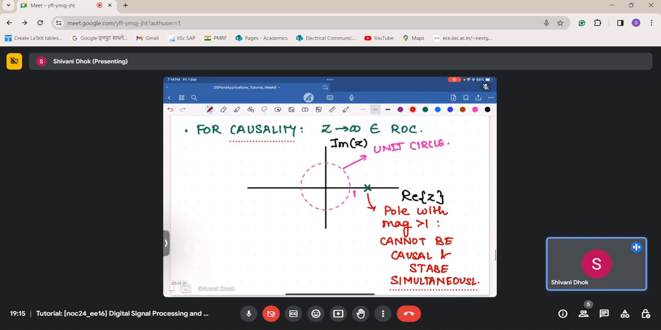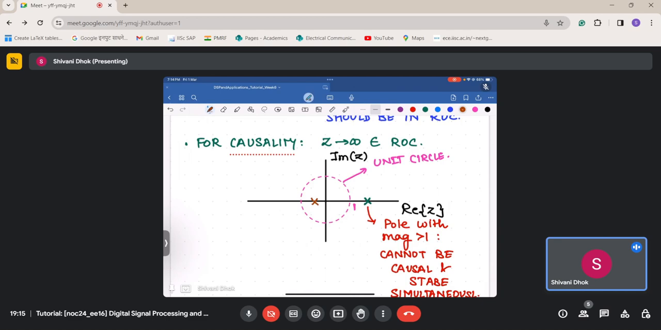Okay, now suppose I have a pole inside the unit circle, let's say here. Okay, so now for this particular kind of pole that I am having, its contour will be something like this. So there are two possibilities of region of convergence. One is this. If I have this, then this is neither causal nor stable because my unit circle is not included in the ROC, and z tending to infinity is also not included in the ROC. Now suppose I look at the other possibility, which is this.